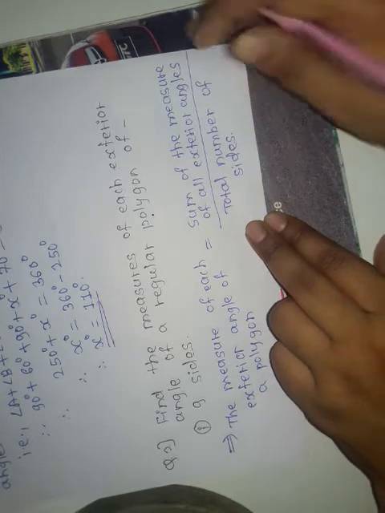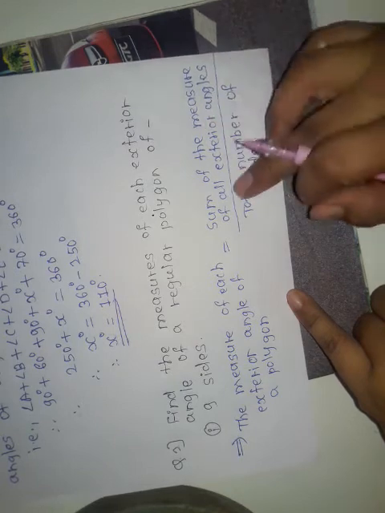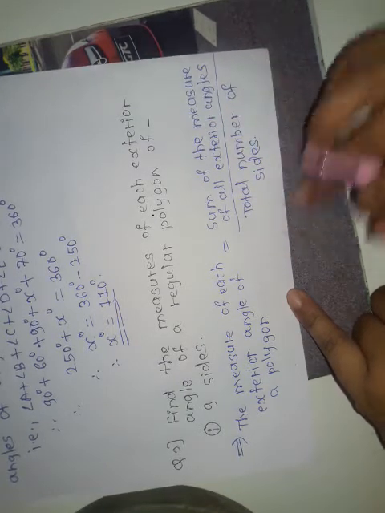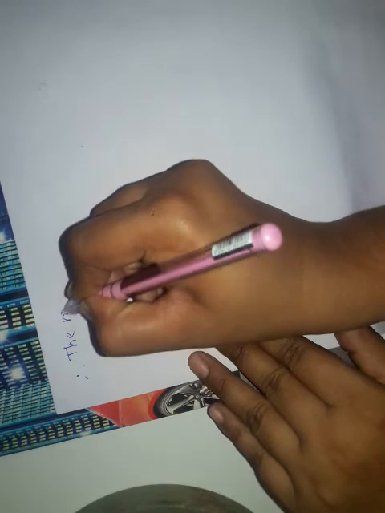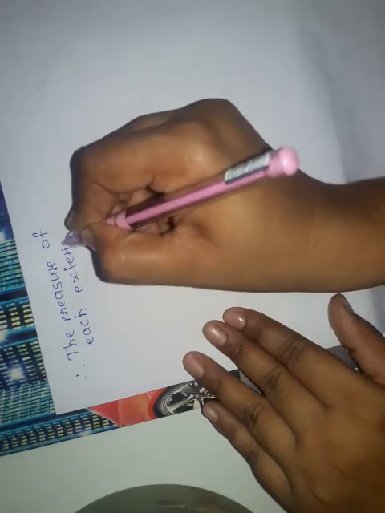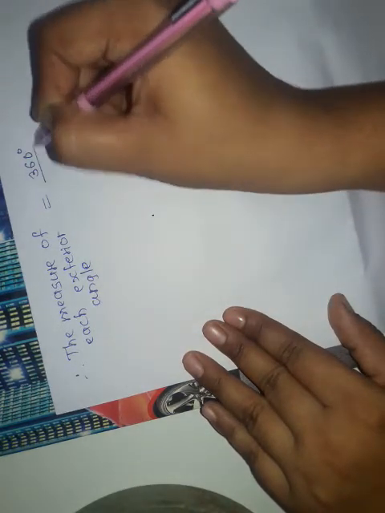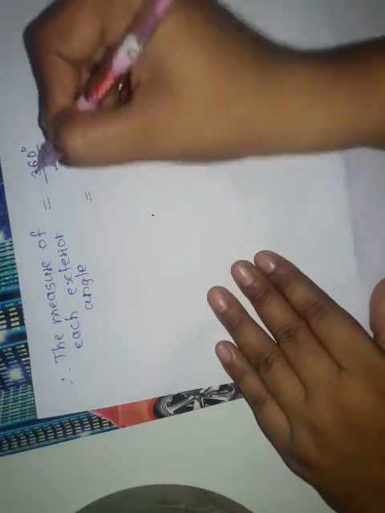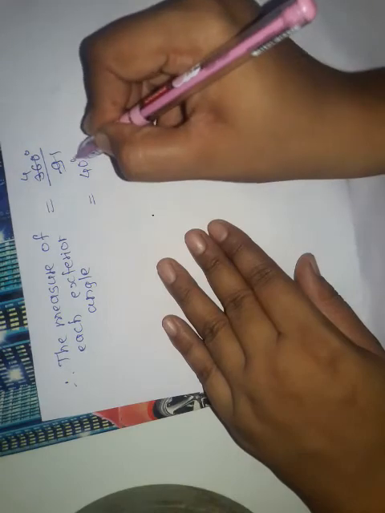So we have to find the measure of each exterior angle. Write down all these values. The sum of the measure of all exterior angles is 360 degrees, we know very well, and the total number of sides given to us is 9. So the measure of each exterior angle is equal to 360 degrees upon 9, which is, 9 fours are 36, so we get 40 degrees.